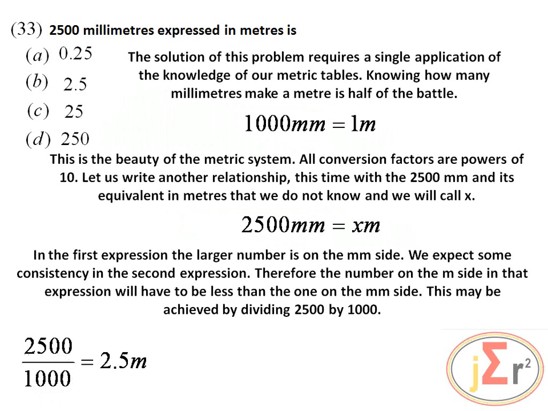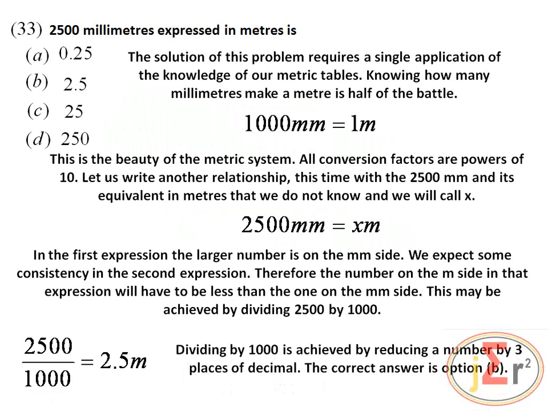2,500 divided by 1,000 is equal to 2.5 meters. Dividing by 1,000 is achieved by reducing a number by 3 places of decimal. The correct answer is option B.